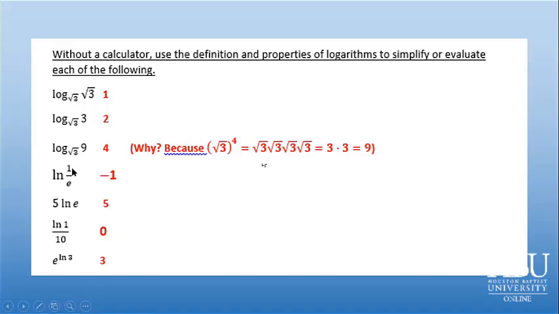The natural logarithm of 1 over e is -1 because e to the -1 power is 1 over e. 5 times the natural log of e would be 5 times 1, which is just 5. The natural log of 1 divided by 10 is 0. Why? Well, the natural log of 1 is 0 because e to the 0 power is 1, and 0 divided by 10 is 0. And then finally, e raised to the power natural log of 3 is going to be 3 because of the inverse property there again.